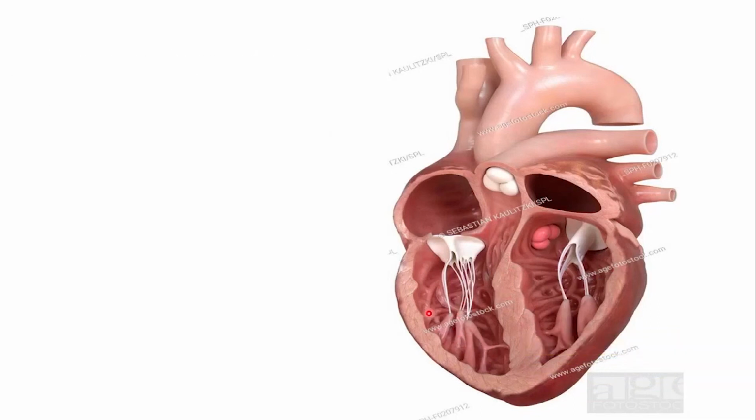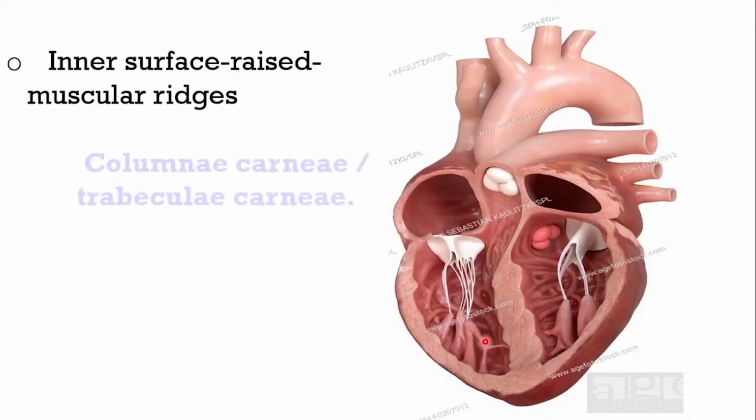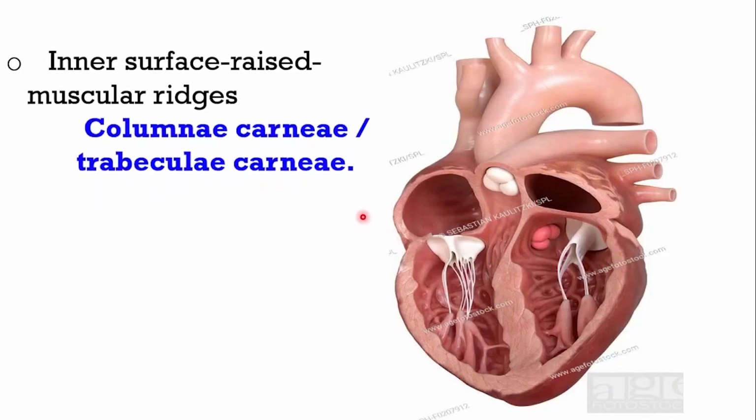You observe the inner surface of the ventricles. It is irregular. It is raised into muscular ridges or columns. These ridges are known as columnae carneae or trabeculae carneae. These are found projecting on the inner walls of the ventricles. So we find the ridges on the inner surface of the ventricles. They are known as columnae carneae or trabeculae carneae.